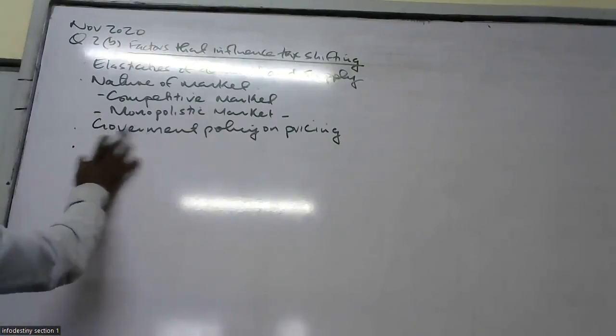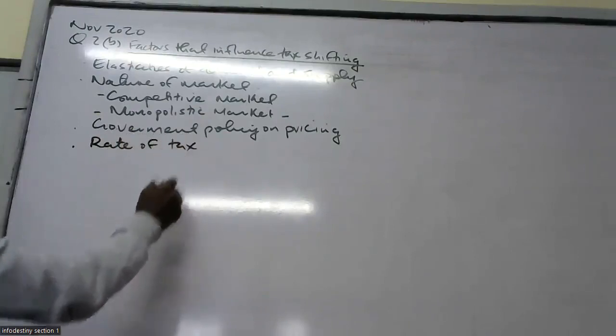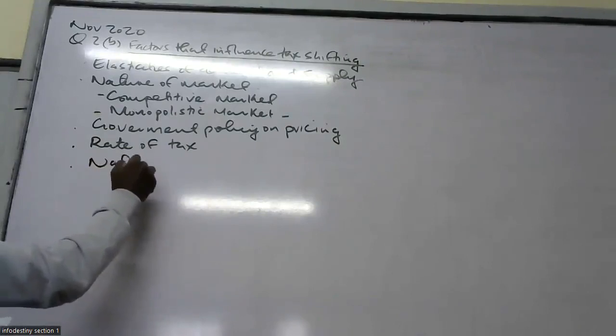On the rate of tax. If the rate of tax is high, then most likely part of it can be shifted to the consumer, part of it the buyer can bear. But if the rate of tax is low, the seller may just absorb it and may not shift it to the consumers. And then one more, the nature of tax.